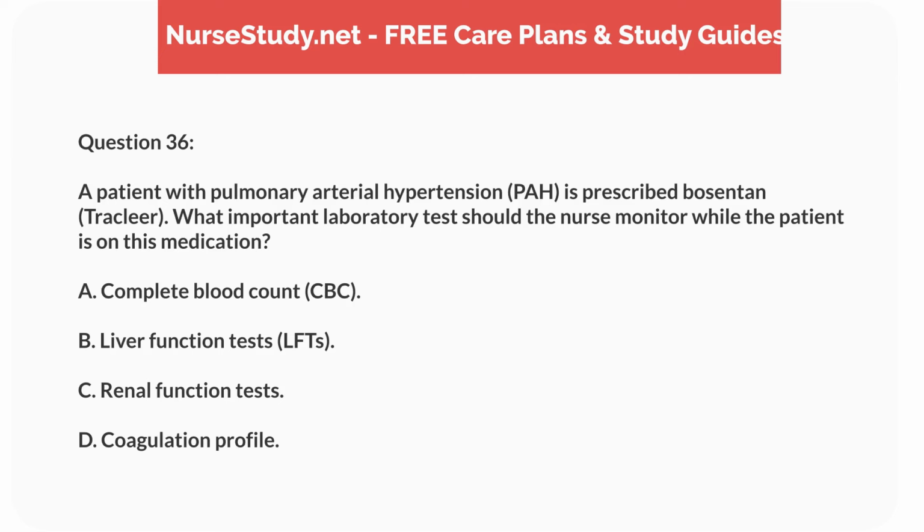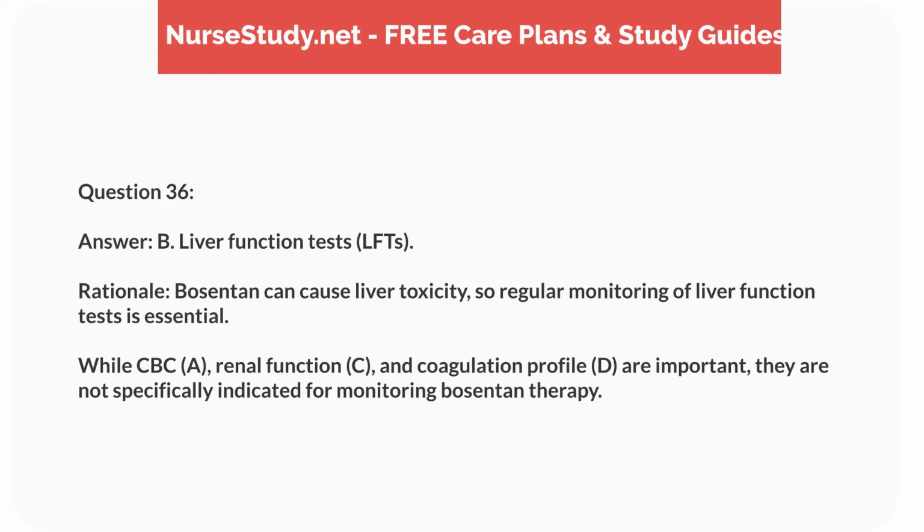Question 36. A patient with pulmonary arterial hypertension, PAH, is prescribed bosentan, Tracleer. What important laboratory test should the nurse monitor while the patient is on this medication? A. Complete blood count, CBC. B. Liver function tests, LFTs. C. Renal function tests. D. Coagulation profile. Answer: B. Liver function tests, LFTs.